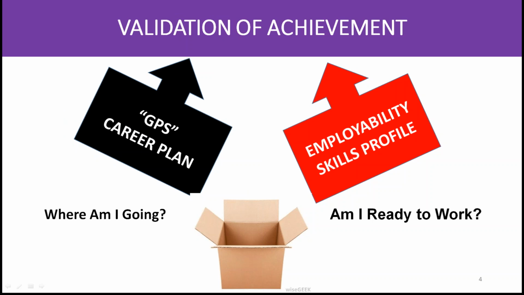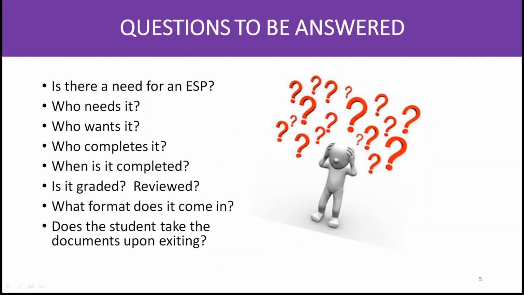So here we are. We have validation of achievement is really the end goal of the GPS career plan and the employability skills profile. The GPS career plan is where am I going, and the employability skills profile, I look at it as am I ready to work. During the webinar, I'm going to be answering questions such as, is there a need for an employability skills profile? Who needs it? Who wants it? Who completes it? When is it completed? Is it graded or reviewed? What form does it come in? Does the student take both documents upon exiting the high school? So all of those questions I believe we will address now.